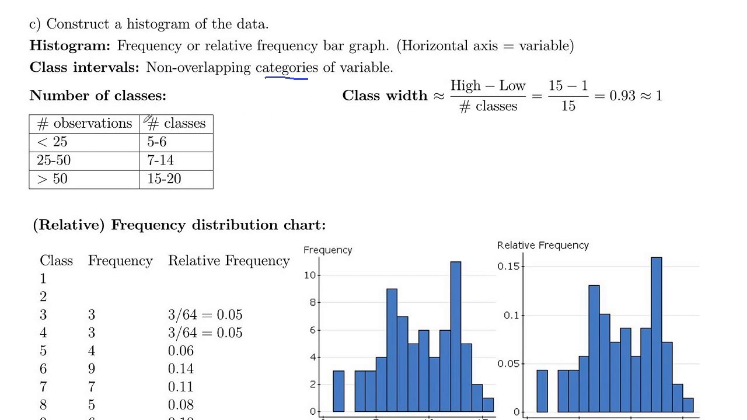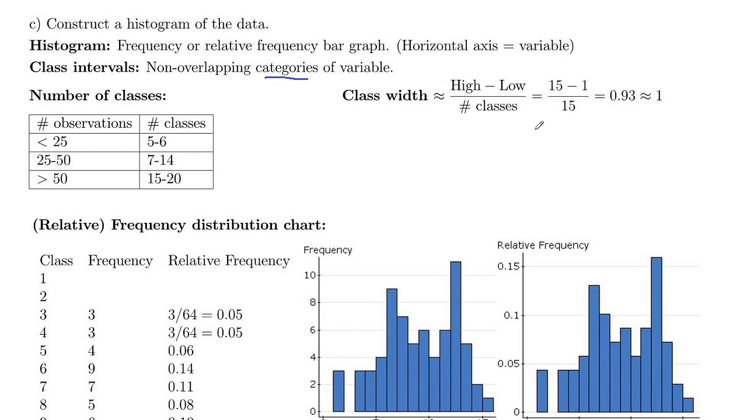And just as a general guideline, if you have less than 25 observations, you generally want to have about 5 to 6 classes if you're choosing the groupings. 25 to 50 observations, 7 to 14 classes, and more than 50 observations, 15 to 20 classes. Now, in relation to those classes, the class width, you take the high minus the low value of all the data and divide it by how many classes you want.